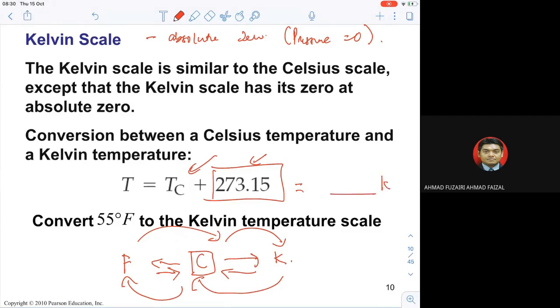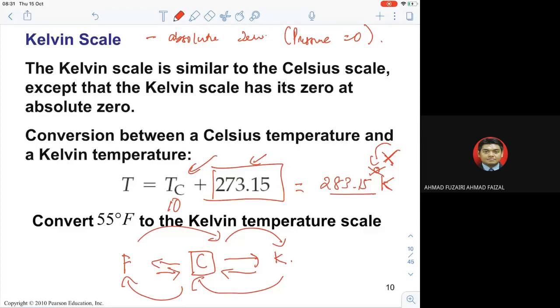Kelvin doesn't have a degree. Remember, Kelvin doesn't have a degree sign, it's just Kelvin. So when we write down Kelvin, don't put a degree, just put Kelvin. So 10 degrees Celsius plus 273.15 becomes 283.15 Kelvin. That's all, not degrees. For those who write it as a degree, it's wrong, because Kelvin is not a degree. It's based on absolute zero.